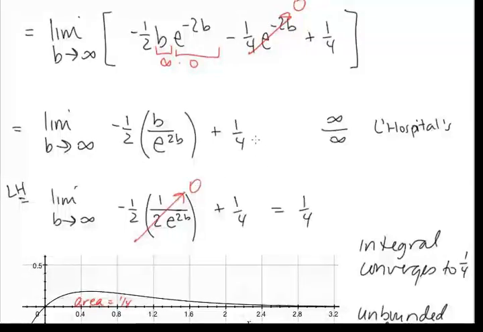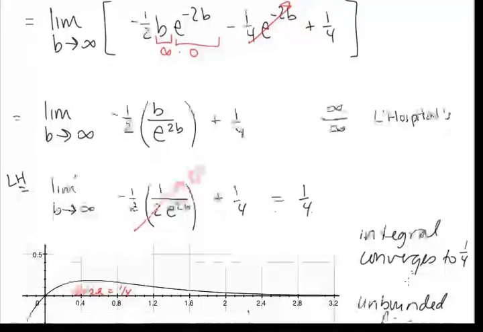Now I can take that limit as b goes to infinity, right? L'Hopital's rule doesn't affect this 1/4. The 1/4 is not changing at all as b goes to infinity, so that's just carrying down. The limit as b goes to infinity now is only applying here. So as b goes to infinity, e to the 2b goes to infinity. So we've got 1 over infinity, this goes to 0, and this limit is equal to 1/4. So that says that our integral converges to 1/4.